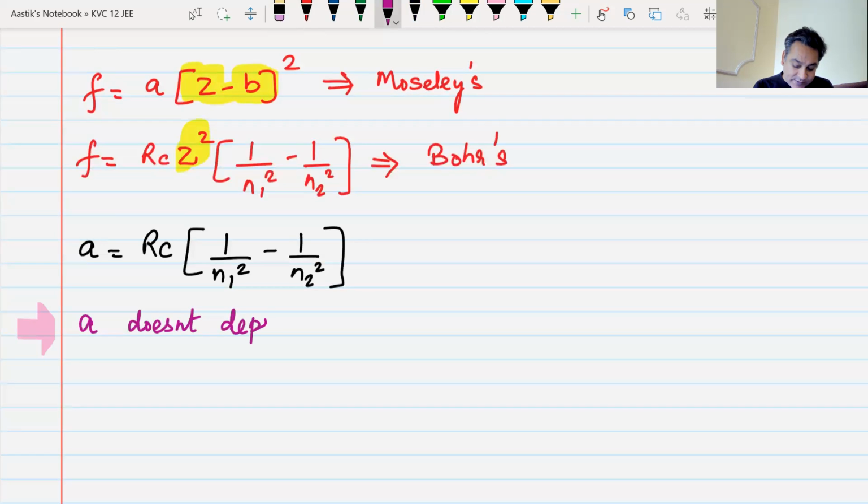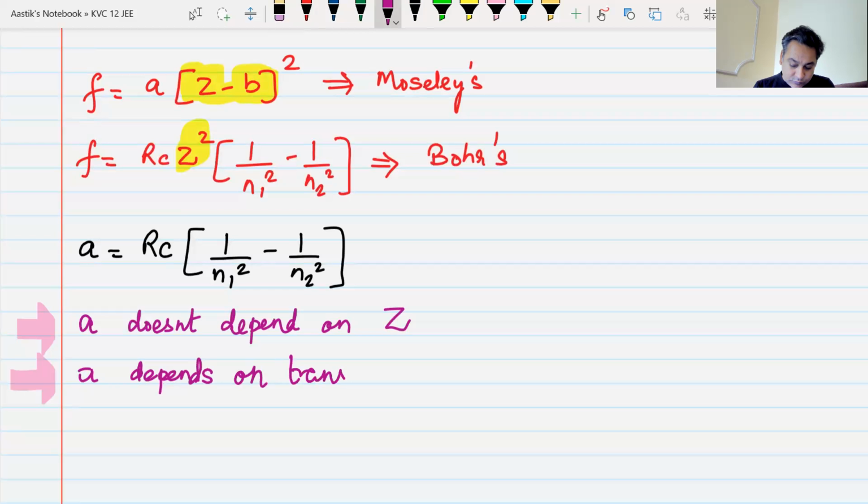That means the type of element. Then what does it depend on? It depends on C, sir. But C is a constant. It depends on R, sir. R is a constant. Then what does it depend on? It only depends on the transition, from where to where the transition is made. A depends only on transition. Again, this is an objective question in itself. I hope you are making note of this.